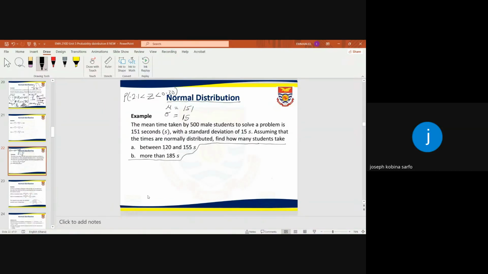So it means that when it is continuous like this, you just have to use the lower and then upper class boundaries. Yes, but it depends on how the question has been framed, though. This one, we are looking for values that are between 120 and then 155. So you are going to get your distribution as this.